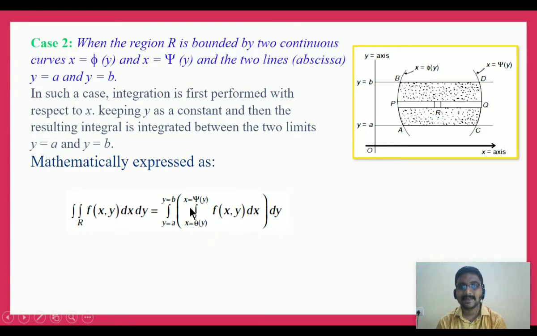Because x limits are in terms of y, we have to give the preference for variable limits. First we have to resolve the inner integral and then the outer integral. Here x limits are variable limits. We have to apply integration with respect to x and then y with respect to y, because y limits are constants.